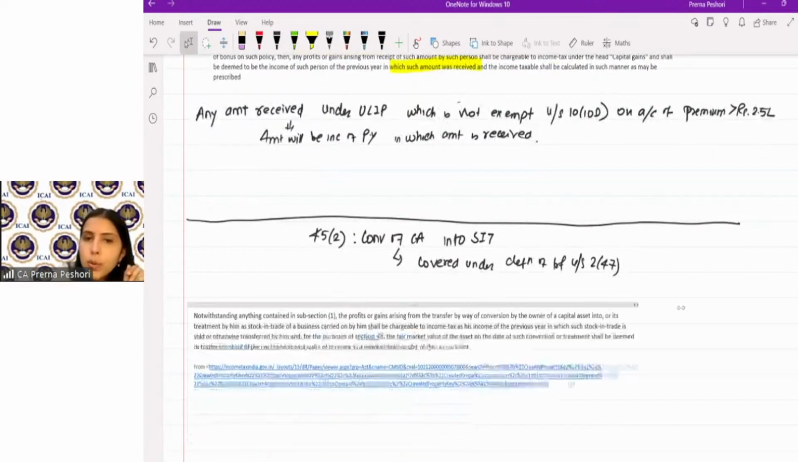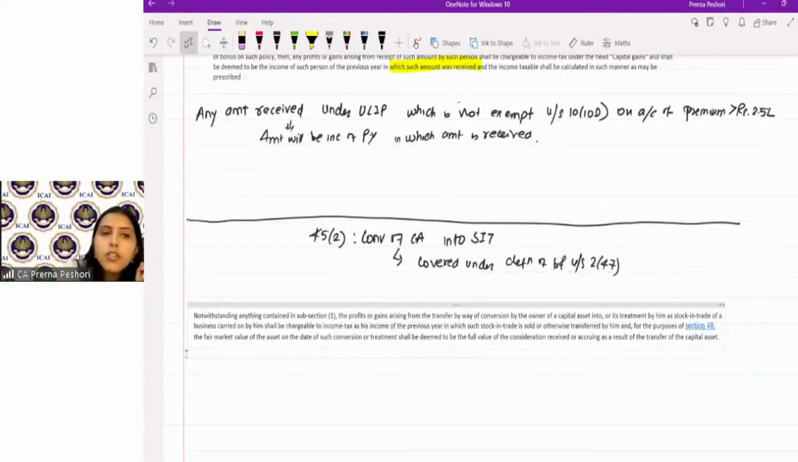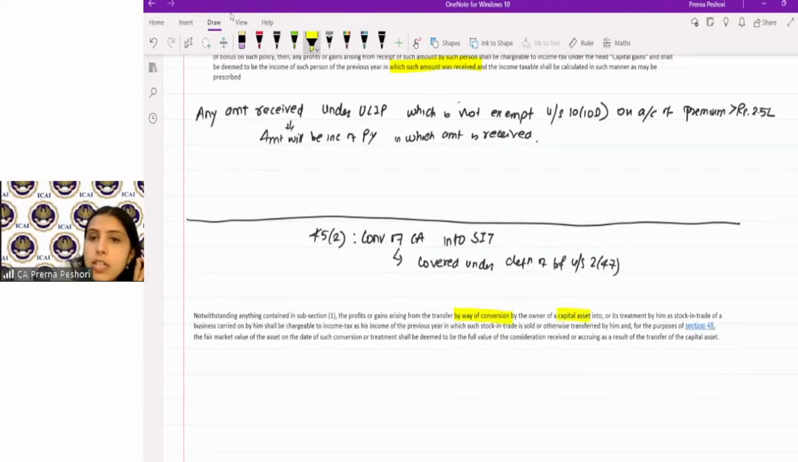It provides that notwithstanding, again, everything is overriding the general charge, notwithstanding anything contained in subsection 1, profits or gain arising from the transfer by way of conversion by the owner of a capital asset into or its treatment by him as stock in trade of a business carried on by him shall be chargeable to income tax as the income of the previous year in which the stock in trade is sold or otherwise transferred by him. For the purposes of section 48, the fair market value as on the date of such conversion shall be deemed to be the full value of consideration.